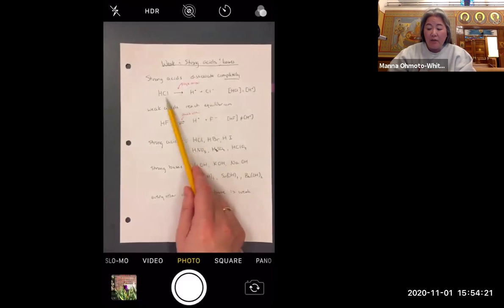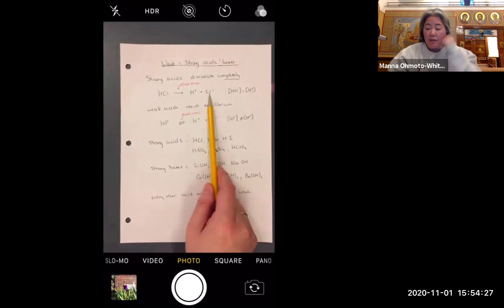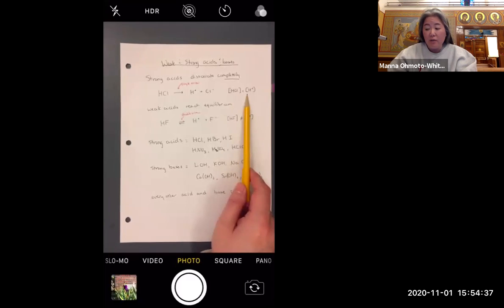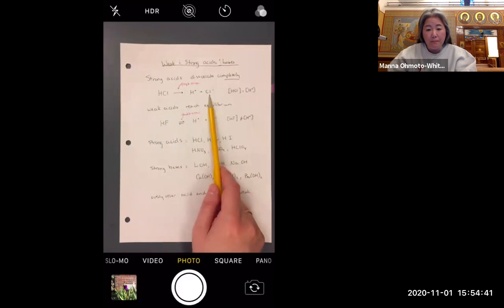So what I will have here, for example, hydrochloric acid, is I'll have a single-headed arrow and H plus Cl minus. So when my strong acid is put into a solution, my initial concentration of my hydrochloric acid will equal my final concentration of H plus ions because it will dissociate completely.